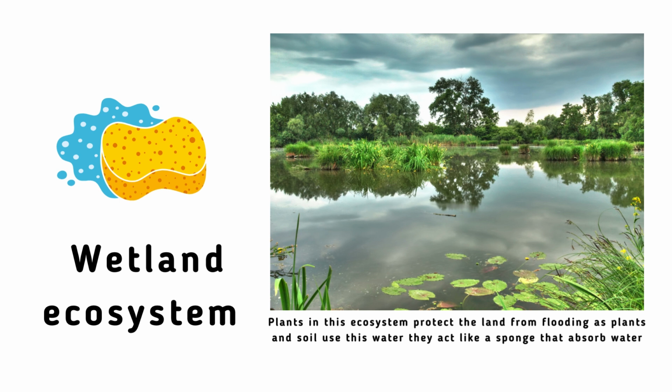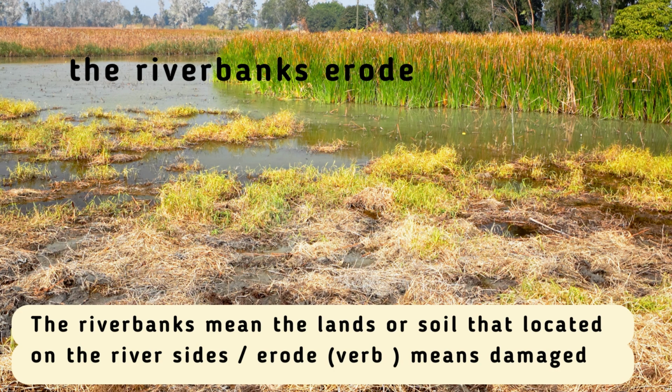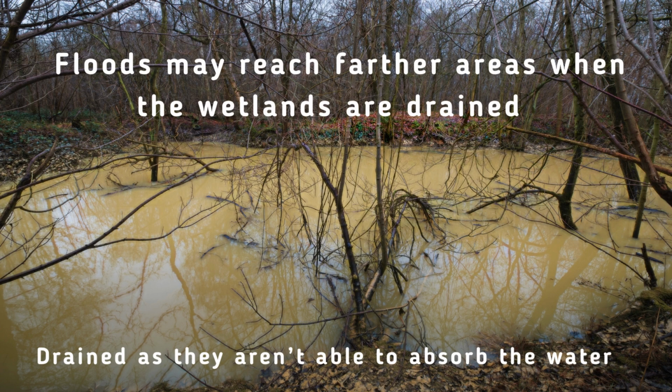But when human activity, which is cutting the trees or removing the plants, removes a lot of plants from this ecosystem, what will happen? The river banks erode, and the sides of the river will be eroded because the soil is damaged. And this may cause floods, as when the water level increases in the river, the floods reach farther areas when the wetlands are drained. Okay?